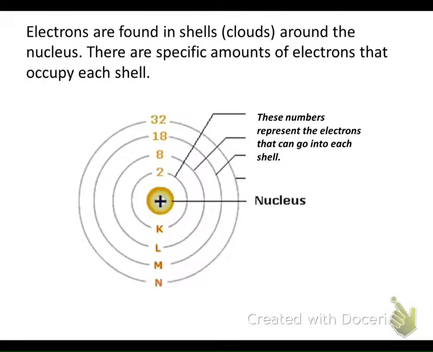First, you need to know how many shells, or again, the term can be used, clouds, are around the nucleus. So what you see here is, in the middle, of course, you have the nucleus. Remember that your nucleus is your protons and your neutrons. And around the nucleus then are shells.